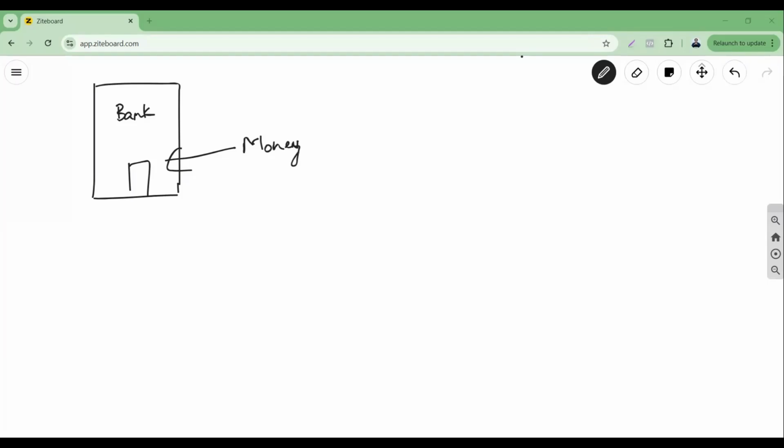Bank? What is the use of it, right? If they've earned the money, they can keep it at home and then they can spend it for whatever is required and things like that. What is the necessity of a bank? Have you ever had this question in your mind?